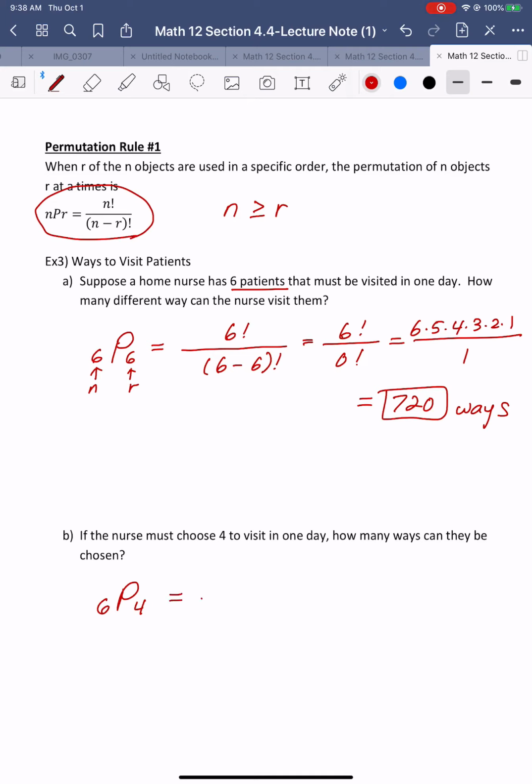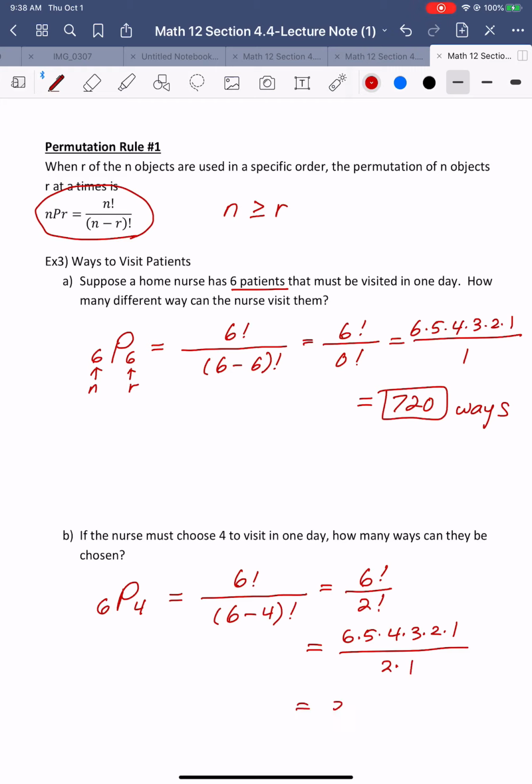And then same thing, use a calculator, or you can just do n factorial over n minus r factorial, which is 6 factorial over 2 factorial. So 6 factorial means 6 times 5 times 4 times 3 times 2 times 1 over 2 times 1, and then your answer is going to be 360.